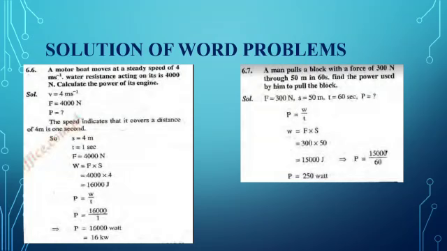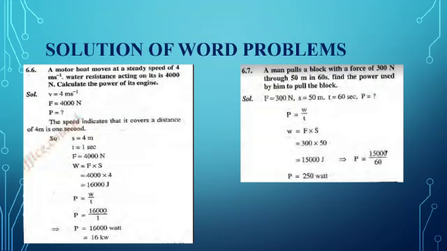Now 6.7: a man pulls a block with a force of 300 Newton through 50 meters in 60 seconds. Find the power used by him to pull the block. F is equal to 300 Newton, S is 50 meters, T is 60 seconds. Time is already given in seconds, so no conversion is needed.